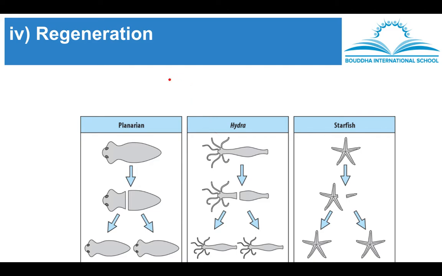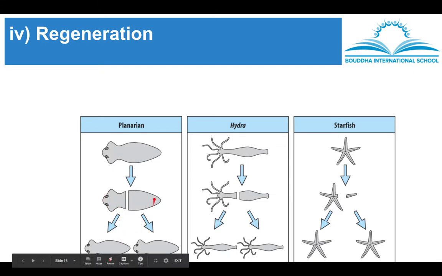Fourth is regeneration. So the meaning of regeneration is regaining the lost part of the body. An example here, this is Planaria. So if we cut the middle part of the body, then this part of the body has lost the tail and this part of the body has lost the head. So each part will regain the lost part. For example, the head region will regain the tail, so it becomes one individual, and this piece has lost the head, so it will regain the head. So in this way, from one Planaria, you got two daughter Planaria.